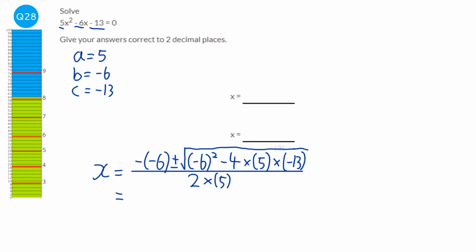Okay, we're going to put that into our calculator with a plus there first. And it gives us 2.320 and so on. We're going to do the same thing again, but we're going to use our calculator to go back to the plus there, and change it to a minus, and then press equals, and that gives us minus 1.120 and so on. So to 2 decimal places, it's going to be 2.32 and minus 1.12.